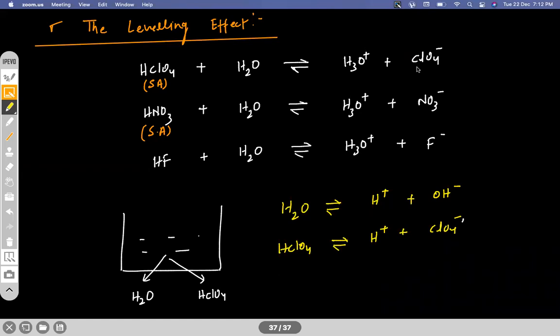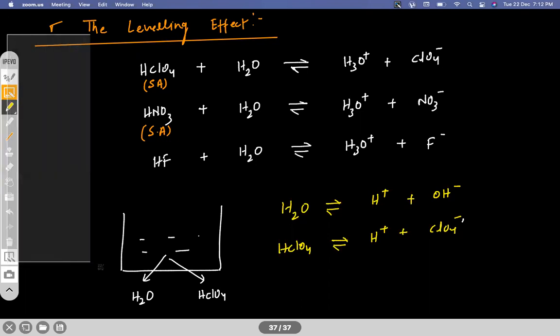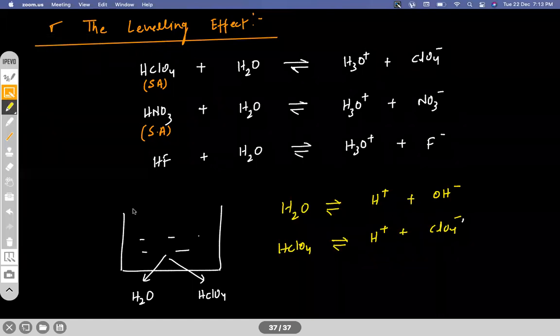I said that H2O and HClO4 both have the tendency to release H plus ion in the solution. The one which is more powerful will release H plus ion, because both are competing with each other. H2O is not that powerful, it cannot dominate HClO4, but HClO4 can. So HClO4 dominates H2O, and HClO4 is the acid which furnishes H plus ion into the solution mainly. Most of the H plus ion present in the solution is because of HClO4, not because of H2O. Is it clear?